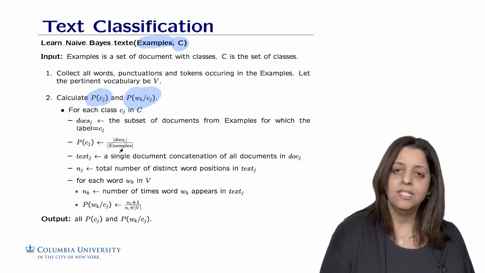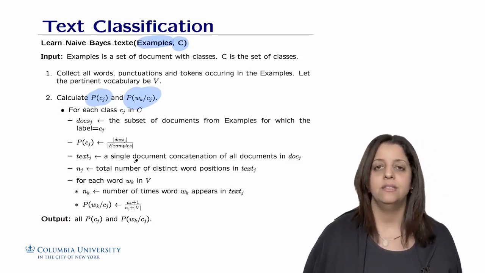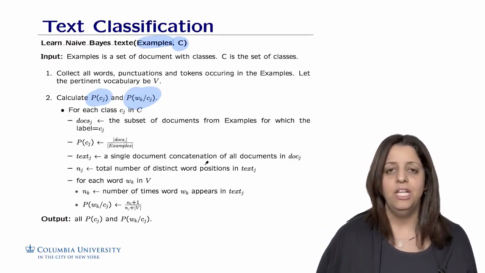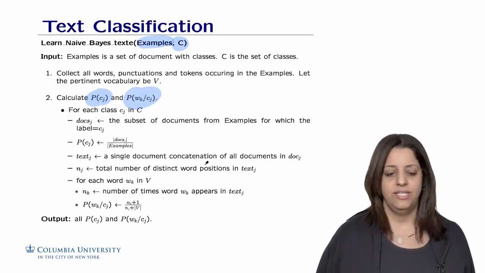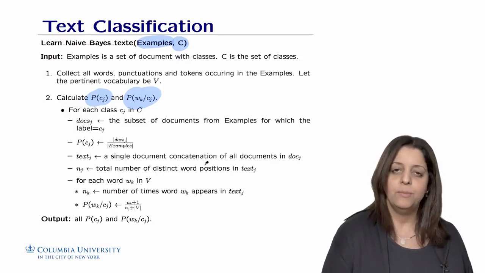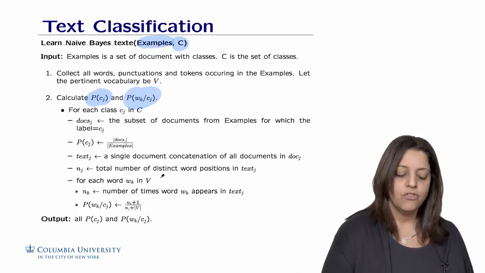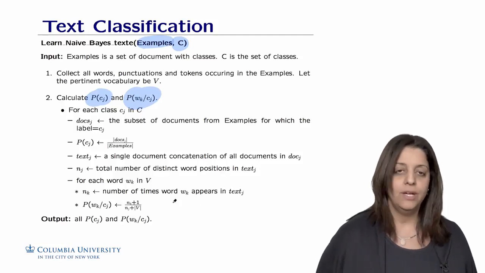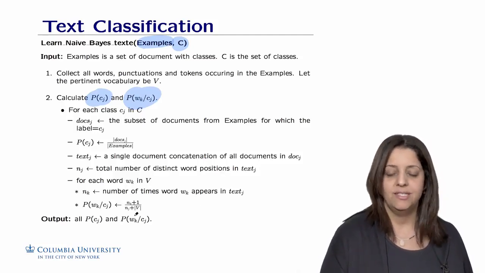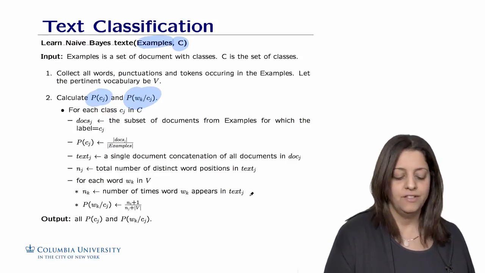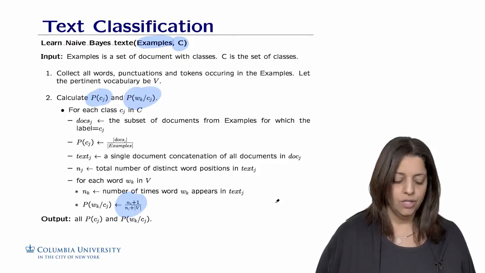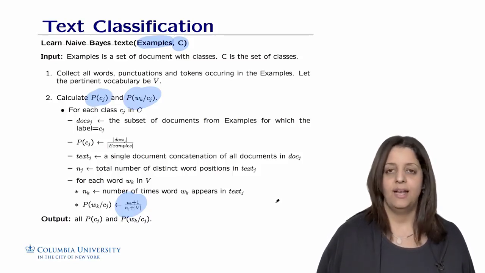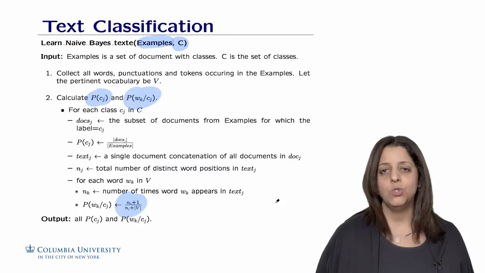Text_j will be a single document that concatenates all the documents in docs_j. So for example, if we have the set of emails for spam, we'll just put them together as a corpus of text for all the emails that are actually spams. nj will be the total number of distinct words in text_j. For each word wk in the vocabulary, we are going to calculate the number of times the word appears in the text. We are going to estimate the probability of wk given cj, which is the formula that we just saw, the m-estimate specific for text. And at the end, we are going to output the probability of each of the classes, these are the priors, and the probability of each word in the class.